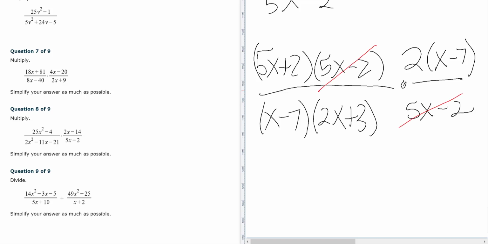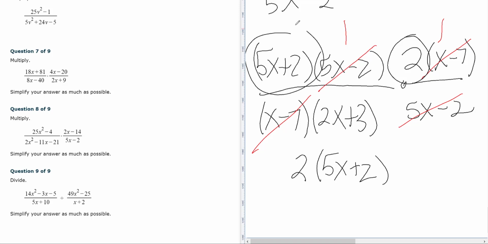5x minus 2 goes into 5x minus 2, leaves a 1. X minus 7 goes into x minus 7, leaves a 1. And then I look around and I don't see anything else. So the best way to write this would be put the 2 first and the 5x plus 2. Those are the two factors that are left on the top. And normally we'd put the number in front, but it's okay if you put it in the back, as long as that 5x plus 2 is in parentheses. All of this is over 2x plus 3.